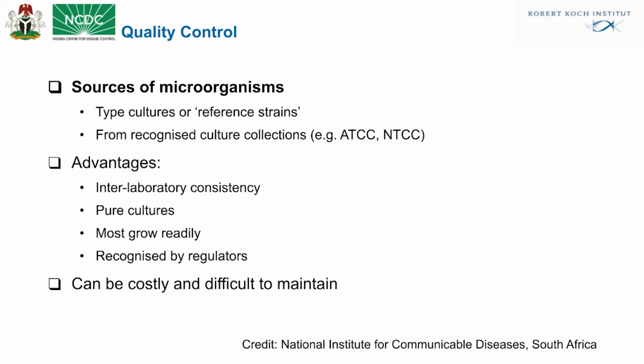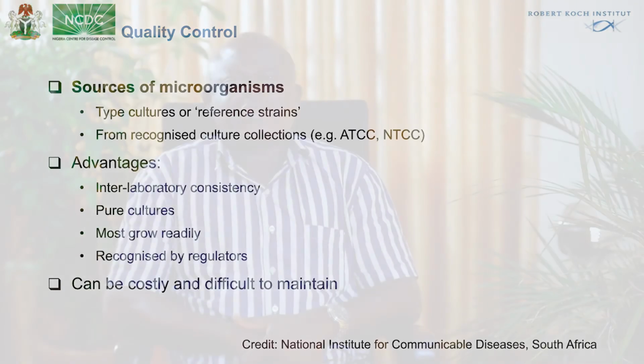It must be from a recognized culture collection, that is American Type Culture Collection or NCTC. The advantages are for interlaboratory consistency. Pure cultures, most grow readily, recognized by regulators. It is very important for us to use control strains that are recognized. Can be costly and difficult to maintain, but we have to abide by it so that we have an accurate result.